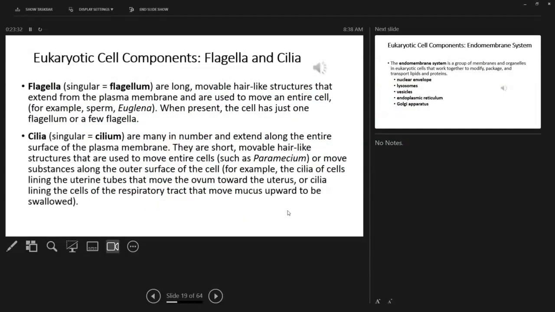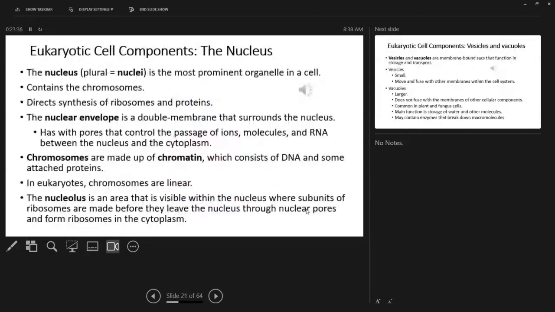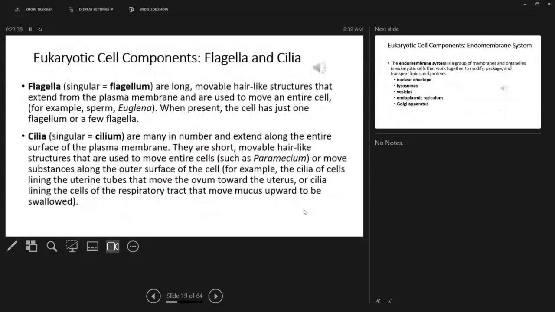Flagellum and cilia. So flagellum again, that's a tail, the long tail that some cells have, and it's usually for swimming through a liquid environment. And there's only one kind of human cell that has a flagellum, and that's the sperm cell. They usually move like a corkscrew, and that's how the cell swims.